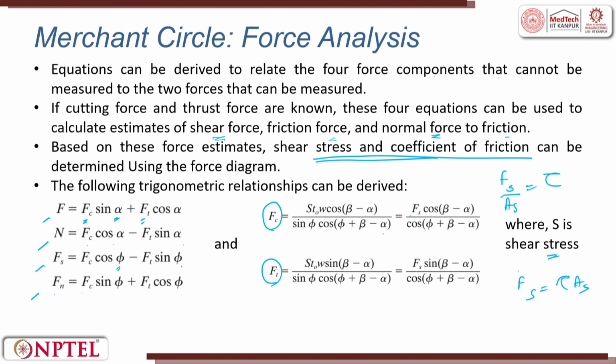So, this is nothing but Fs cos beta, where beta is the friction angle minus the rake angle, divided by cos of shear angle plus friction angle minus the rake angle. So, we can try to calculate Fc and Ft. So, now these 2 parameters are known. I did not know 4 parameters. Now, I have linked all of them by using the merchant circle diagram.